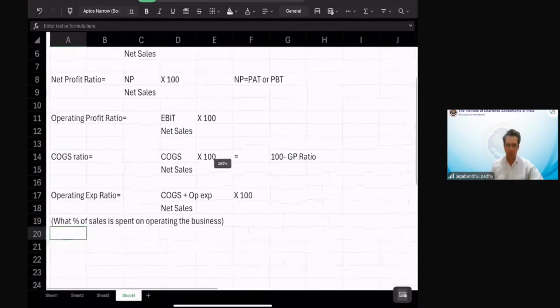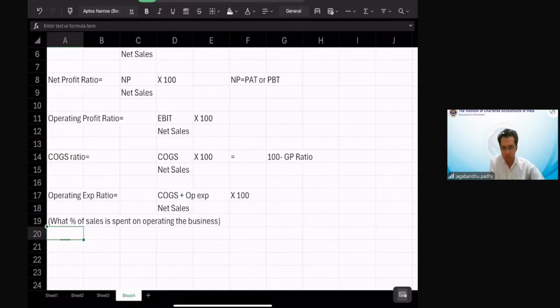Gross profit is not PBT, beta. Rehana, gross profit is not PBT. PBT is after subtracting all your expenses, interest, everything.